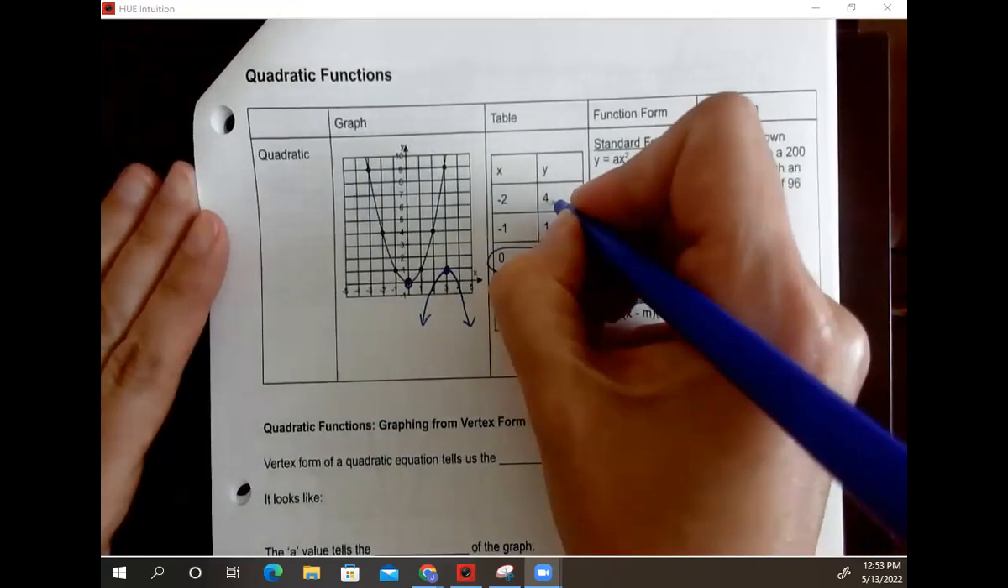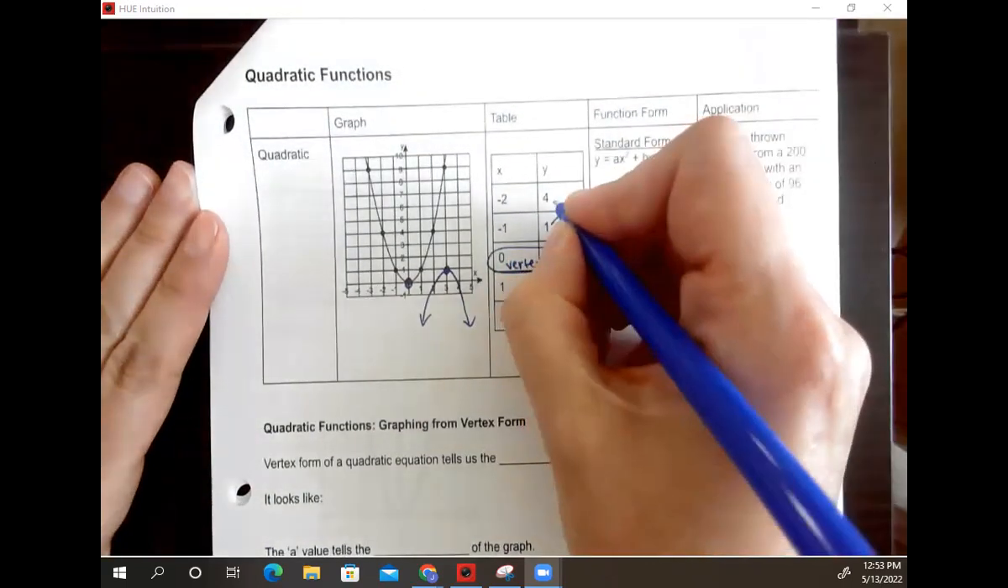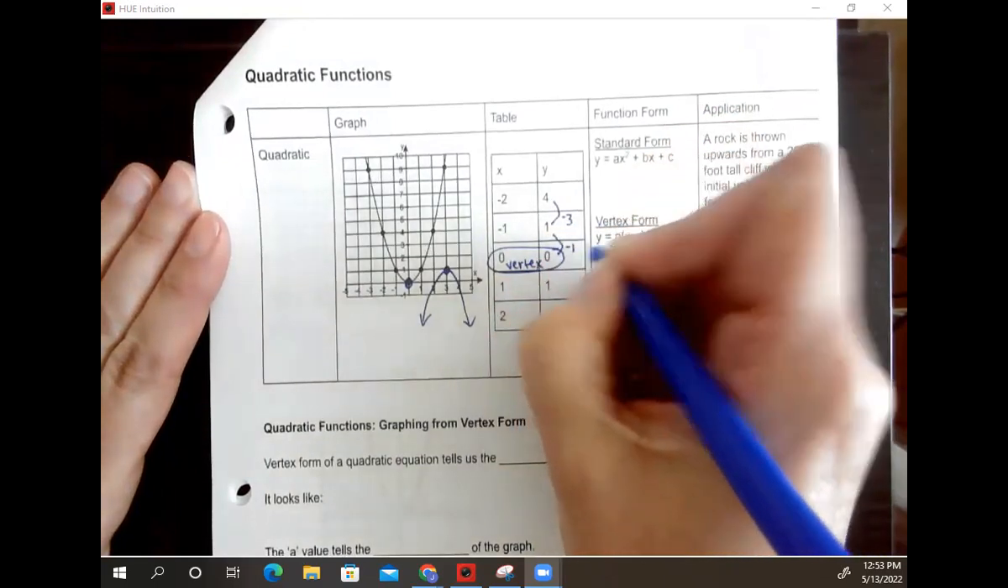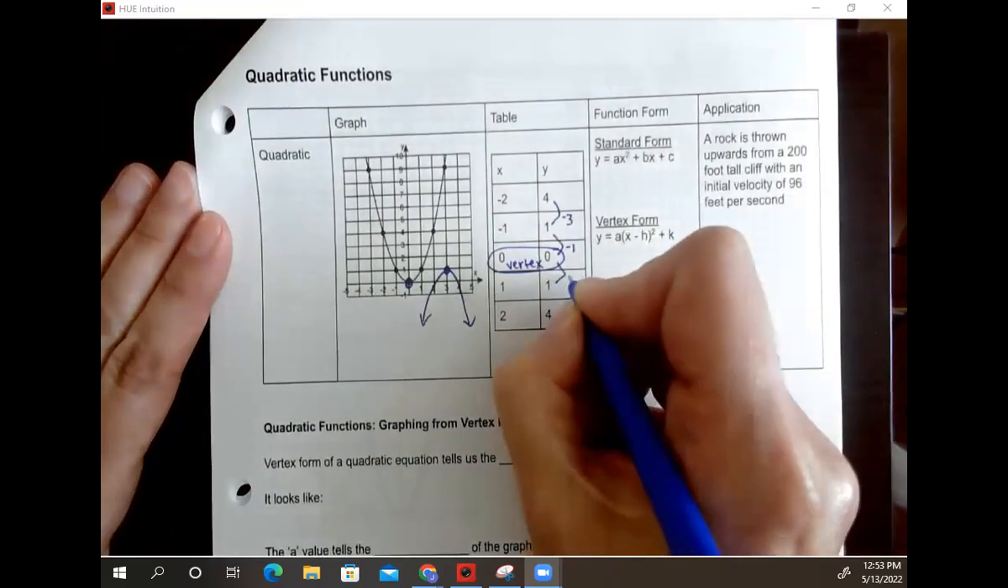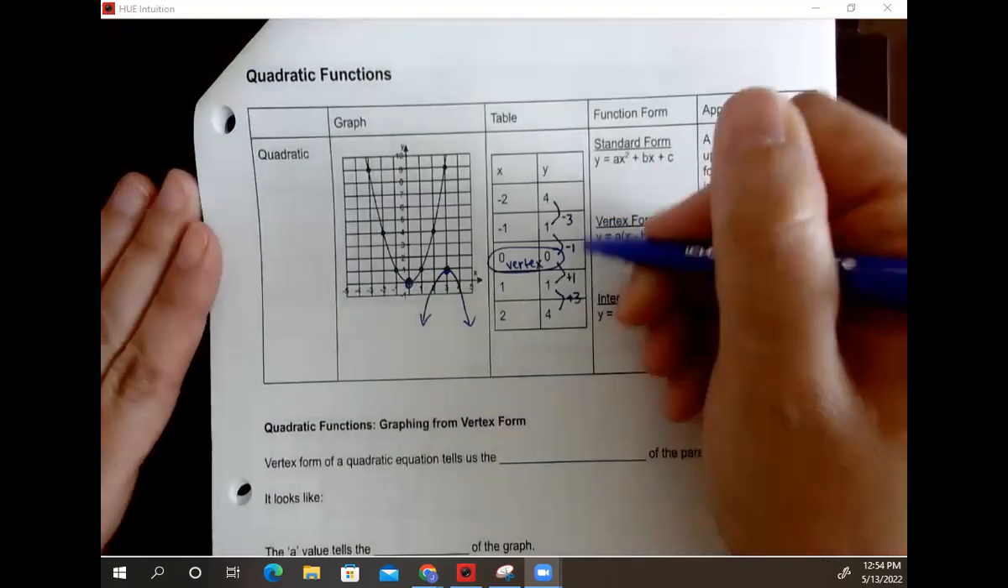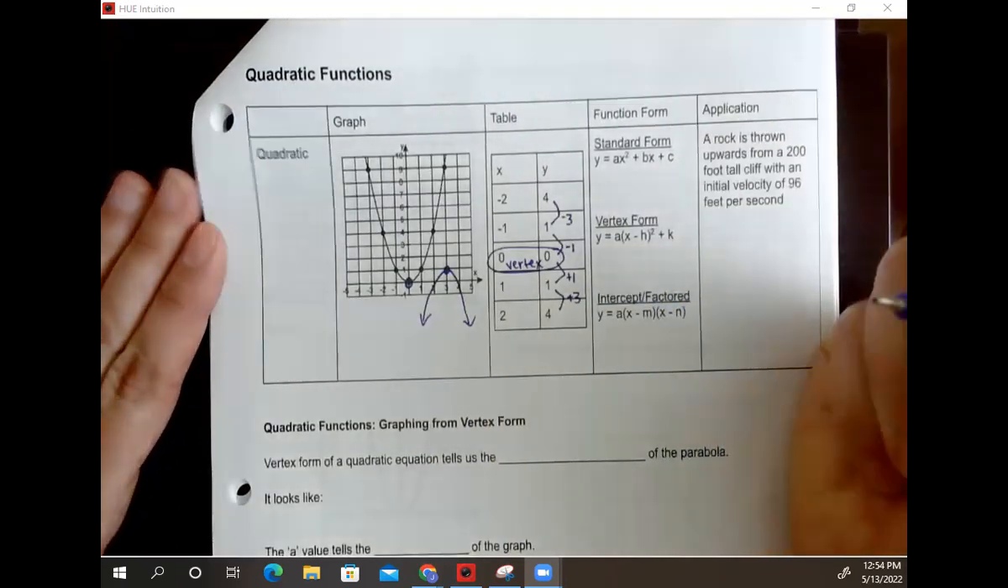If I look at my y values here for my quadratic function, to get from 4 to 1, I would subtract 3. From 1 to 0, I subtract 1. 0 to 1, we add 1. 1 to 4, we add 3. So I'm not doing the same thing each time here.